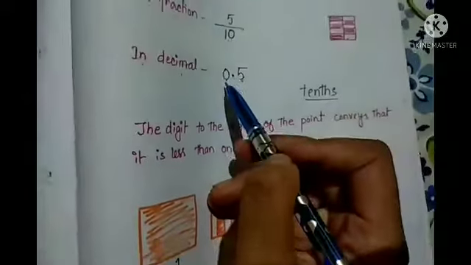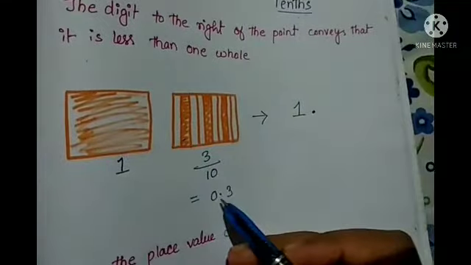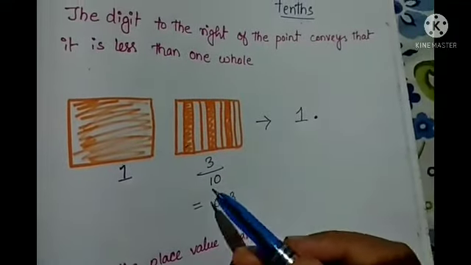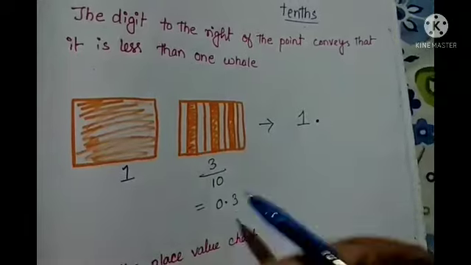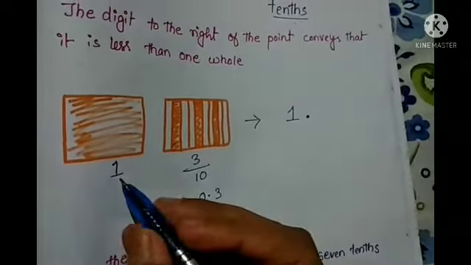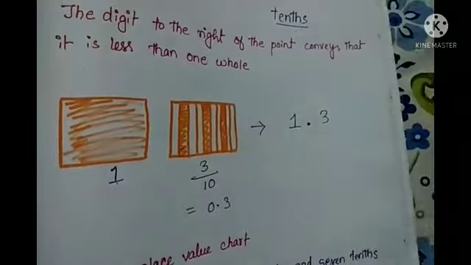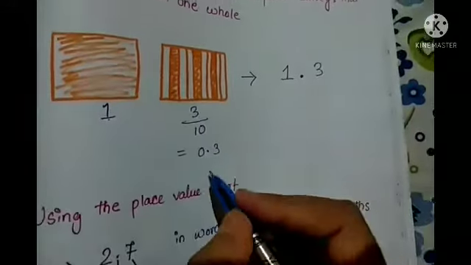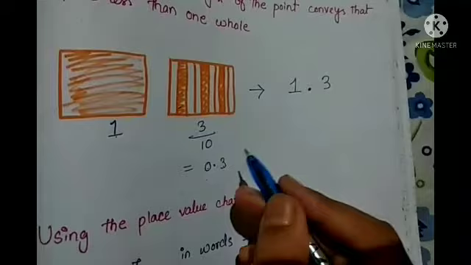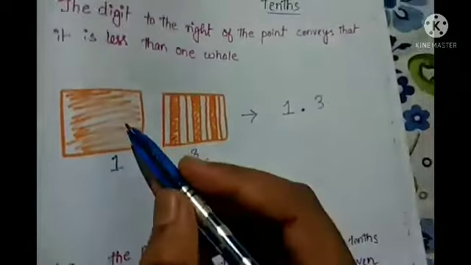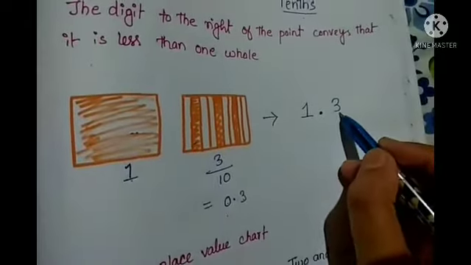As I have shown you here, 5 by 10 can be written as 0.5. So 3 by 10 can be written as 0.3. Okay, the procedure for how we are getting this, that one I will also show you. So you see, if we add 1 plus 0.3, definitely we'll get 1.3. Isn't it? If we add 1 with this, 1 plus 0 will be 1 and 3 will remain as it is. So the decimal number for this figure will be 1.3.